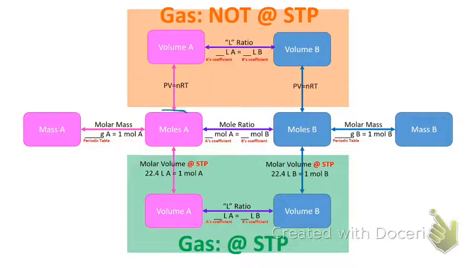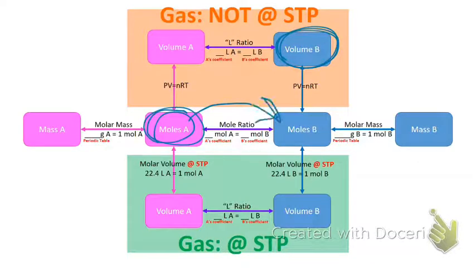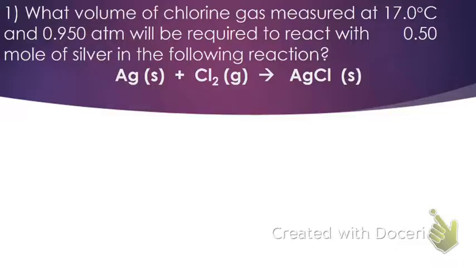Because it gave me moles of one substance, and I want to get to the volume of my other substance, and I'm not at STP, I'm just going to do a quick little mole ratio in order to change moles of silver into moles of chlorine. And then, once I have that, I'm going to plug those moles into PV equals nRT and solve for my volume. So it really shouldn't take that long if we get to it.